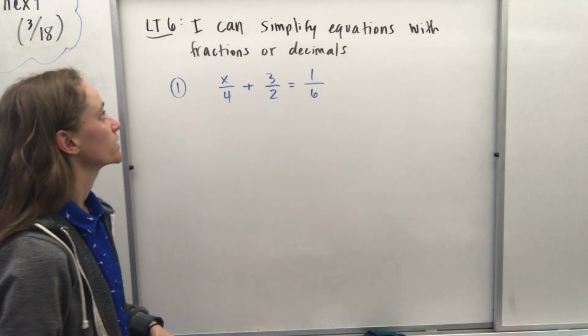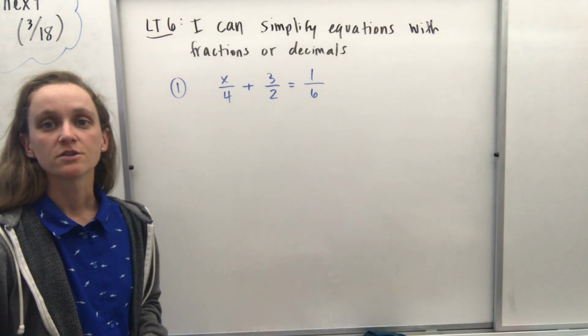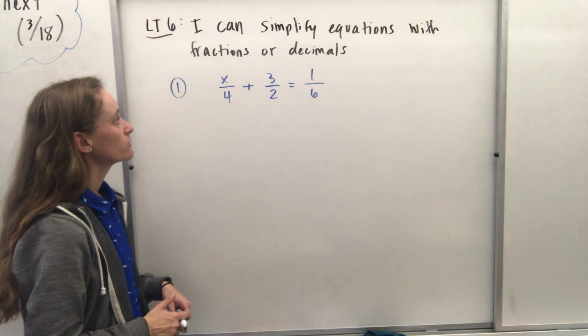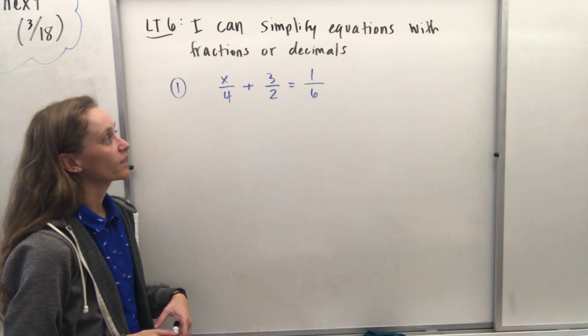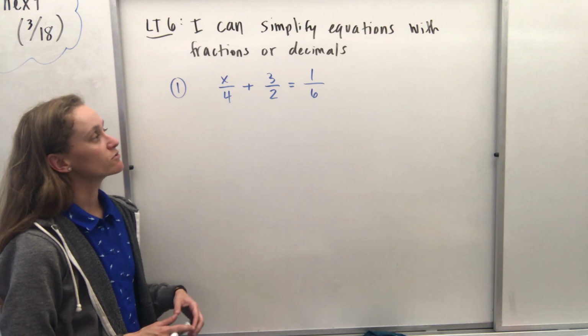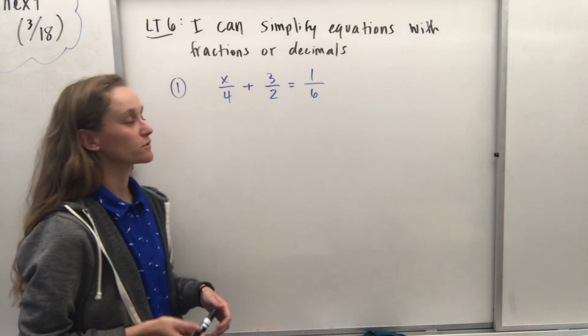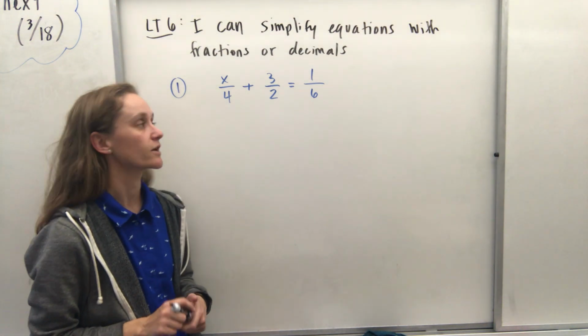I can simplify equations with fractions or decimals. So in this video, I'm going to show you how to do fraction busters. So I have the problem x over 4 plus 3 halves equals 1/6. Looking at this problem, there are 3 fractions, and even though we can deal with fractions, it'd be kind of nice if we could get rid of them.